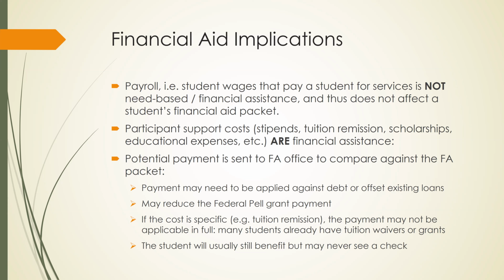And if the cost is very specific, so if it is, for example, budgeted explicitly for tuition remission, then the payment might not be applicable in full because many students may already have tuition waivers or grants that reduce their tuition. So if this payment cannot be applied otherwise, they may actually lose part of it. So in summary, a student will usually still benefit from a stipend payment, but they may never actually see a check because this payment may be applied to very different pieces of their financial aid packet.